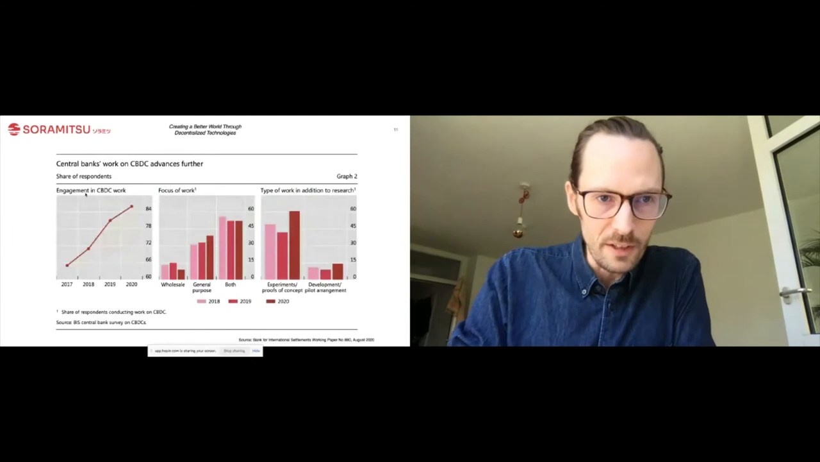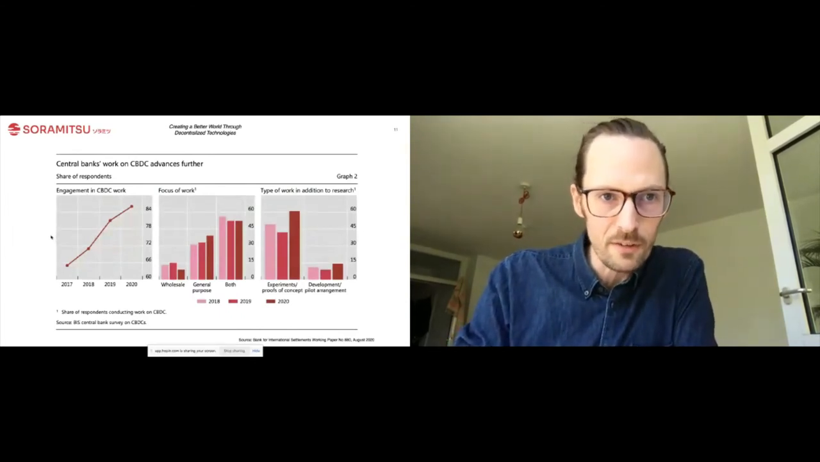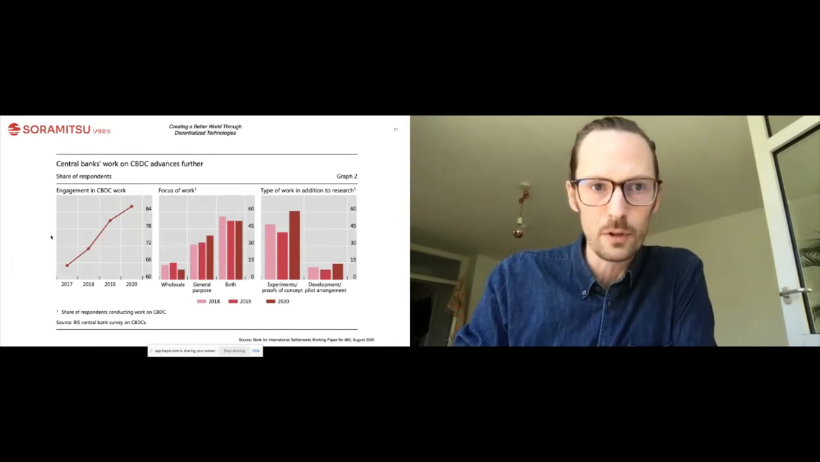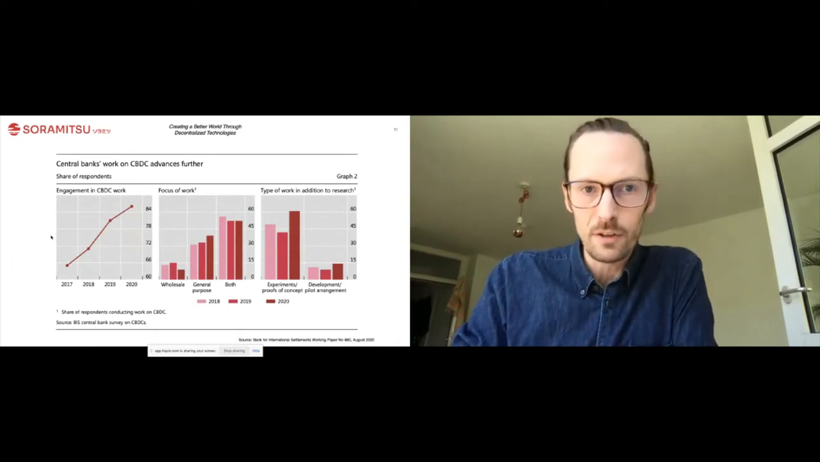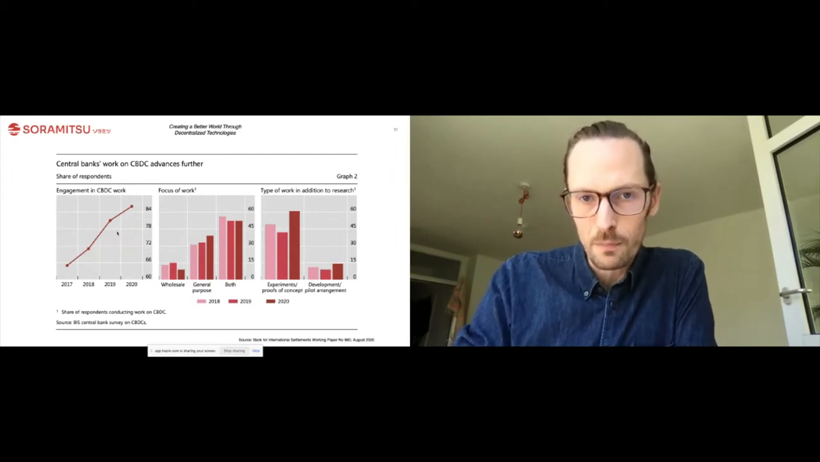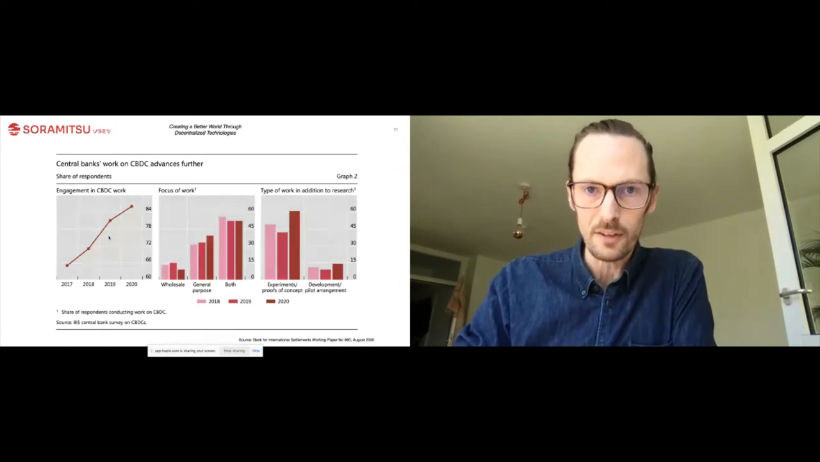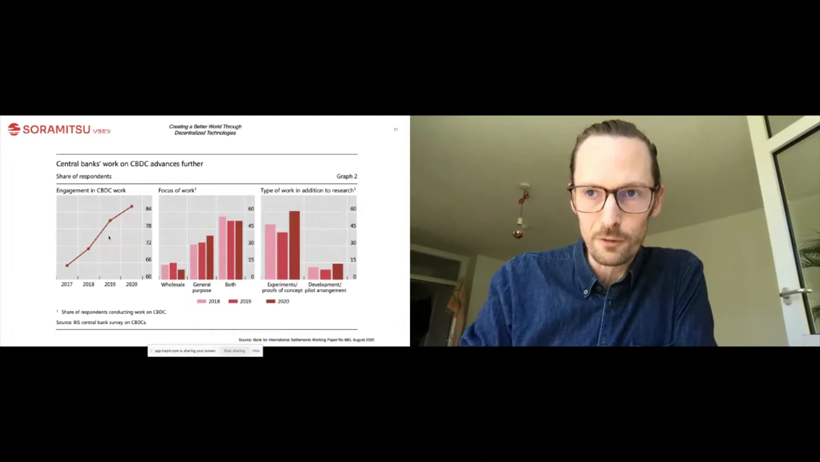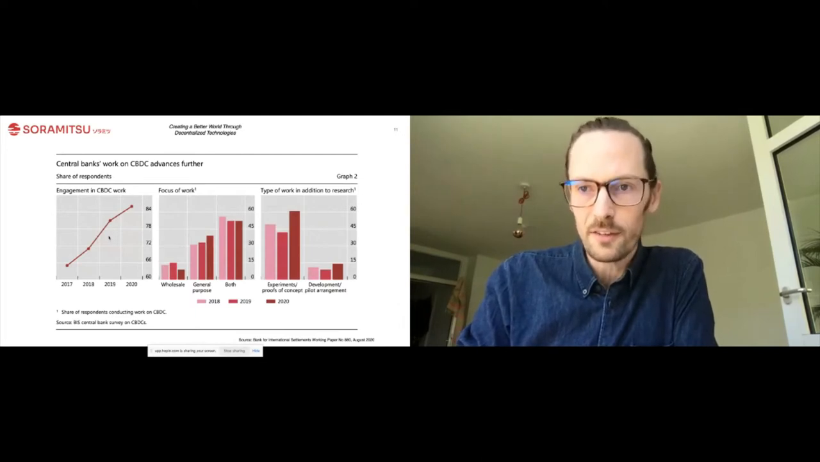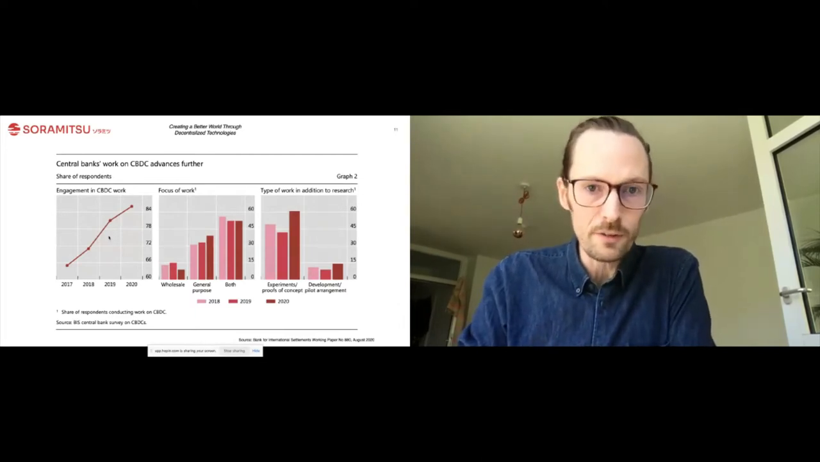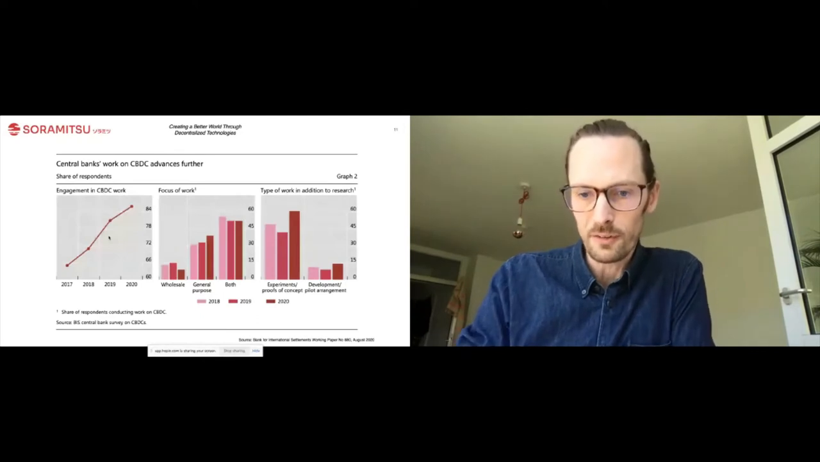So yeah, we can see that in 2017, around 66% of central banks were engaged in some kind of work with CBDC. Now the level is up past 85%. And also the proportion of central banks that are exploring general purpose as opposed to wholesale CBDCs has risen. So a general purpose CBDC is a retail digital currency that is available to everyday users, not just financial institutions.